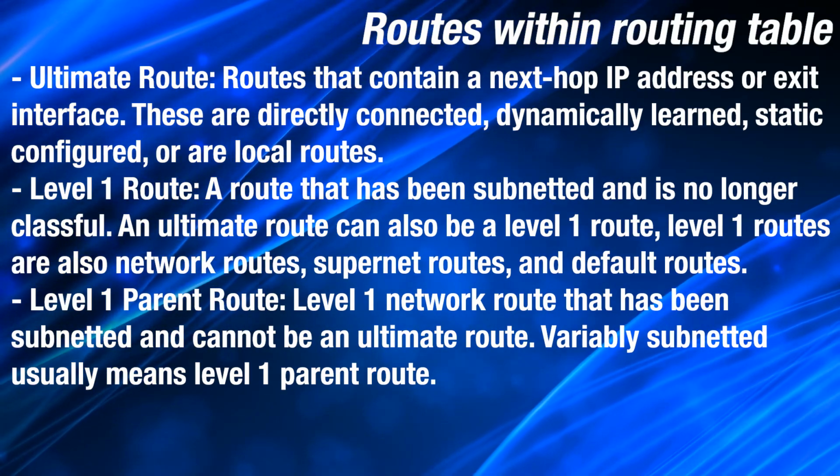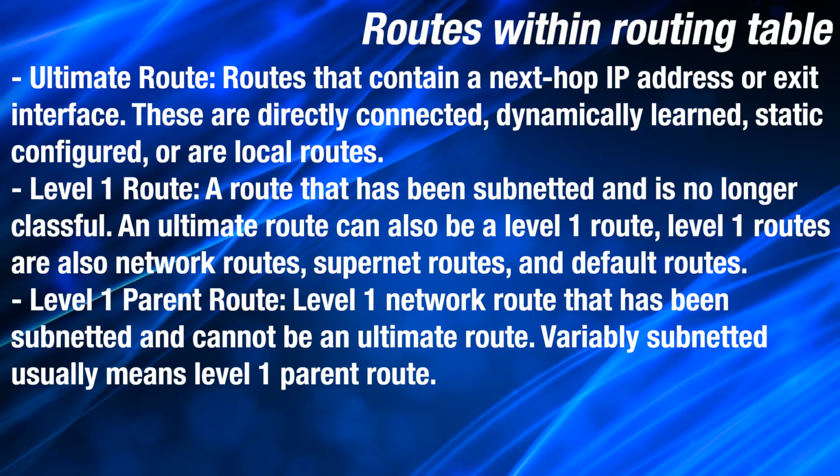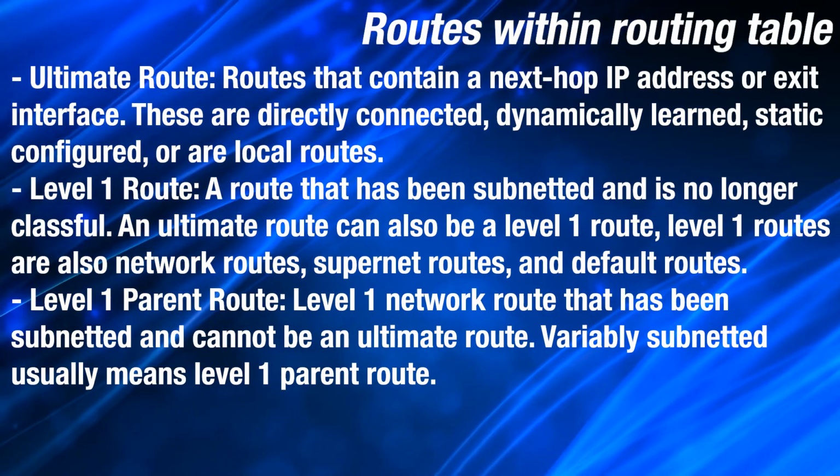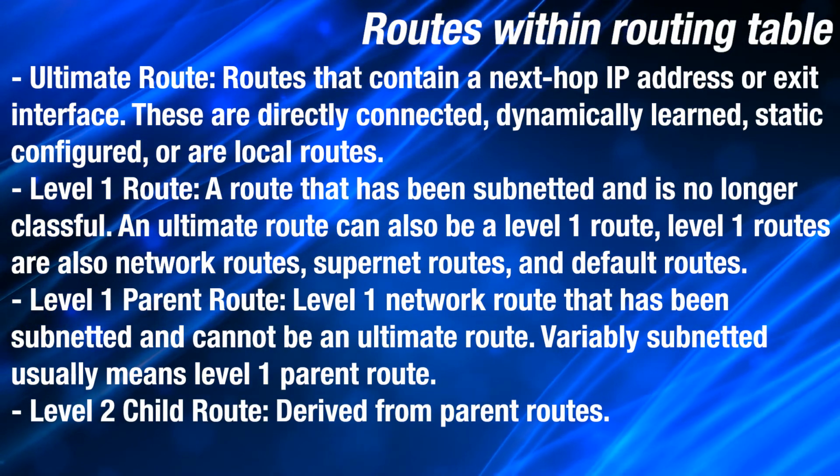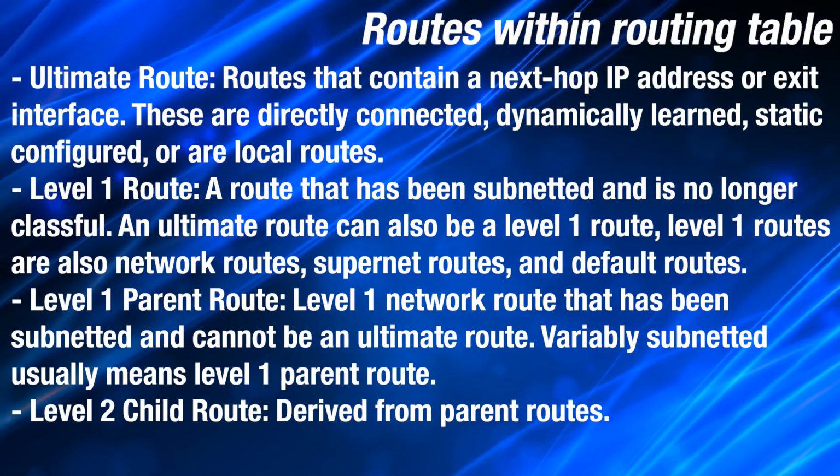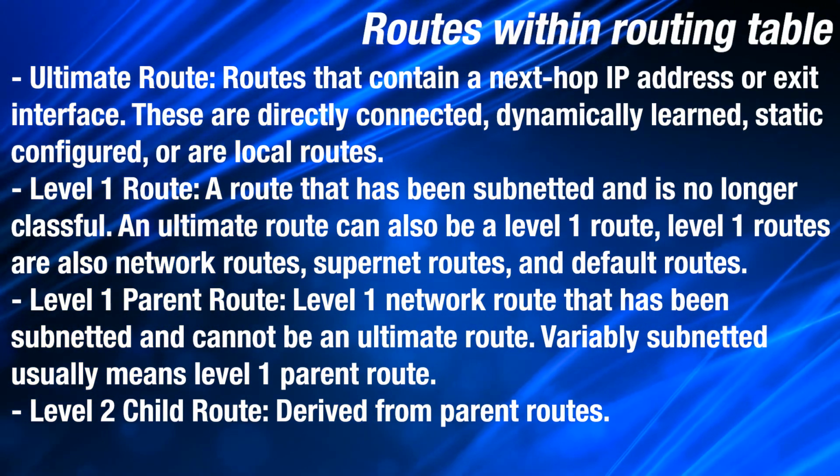Usually, if a network address says that it has been variably subnetted within a routing table, then it is a level 1 parent route. Level 2 child route: a level 2 child route is derived from a parent route being subnetted.